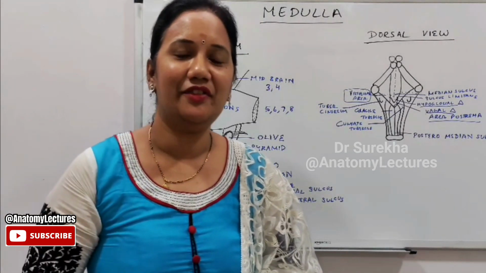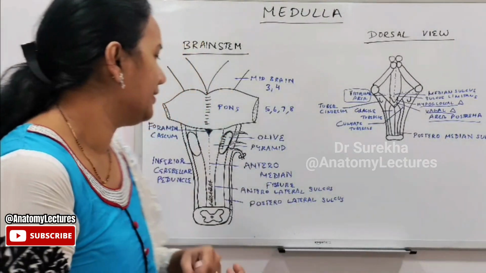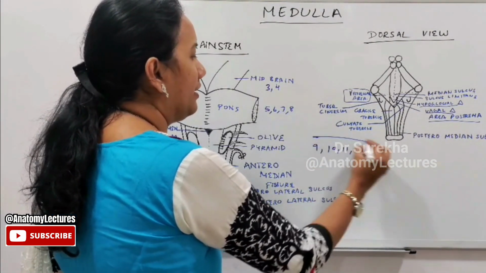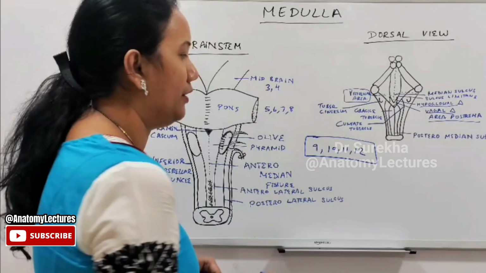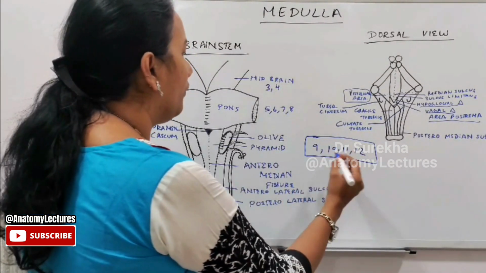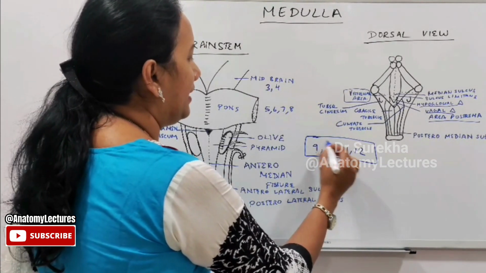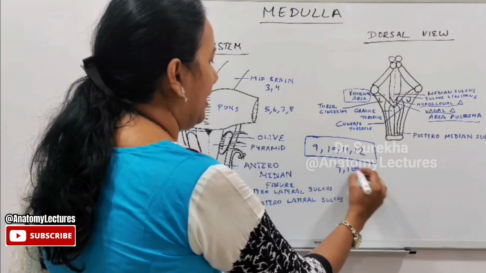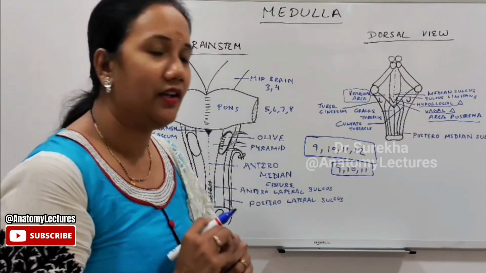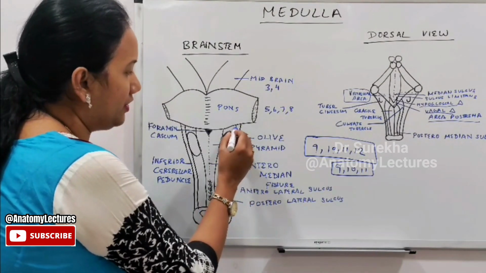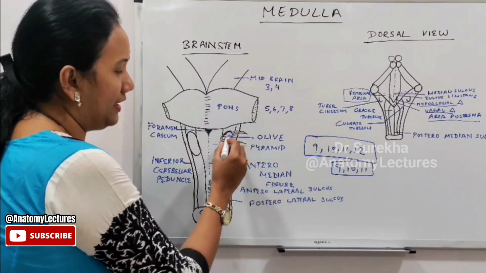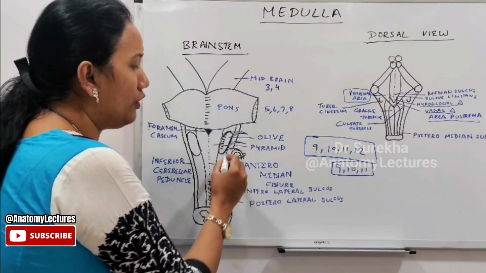So the cranial nerves in relation to the medulla, as I told you, the 9th, 10th, 11th and 12th cranial nerves are related to the medulla. That is, they will emerge from the ventral aspect of the medulla. So from where do they emerge? The 9th, 10th and 11th cranial nerves, that is the glossopharyngeal, vagus and cranial part of the accessory, will emerge from the junction between the olive and the inferior cerebellar peduncle. That is, they will emerge from the posterolateral sulcus.